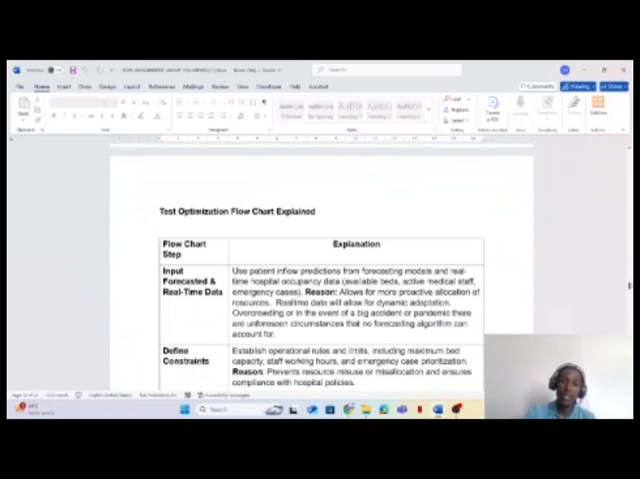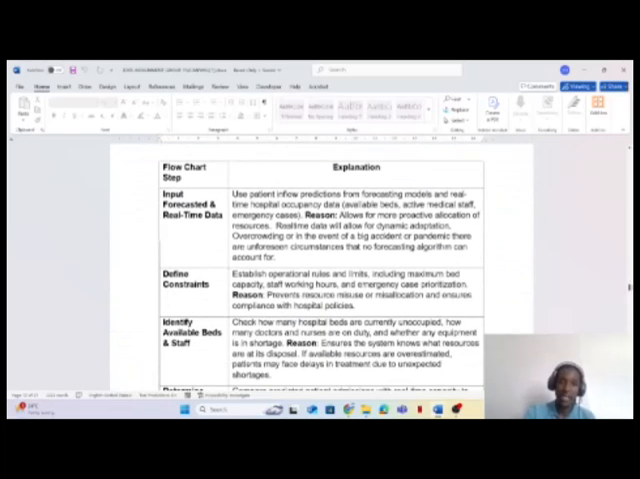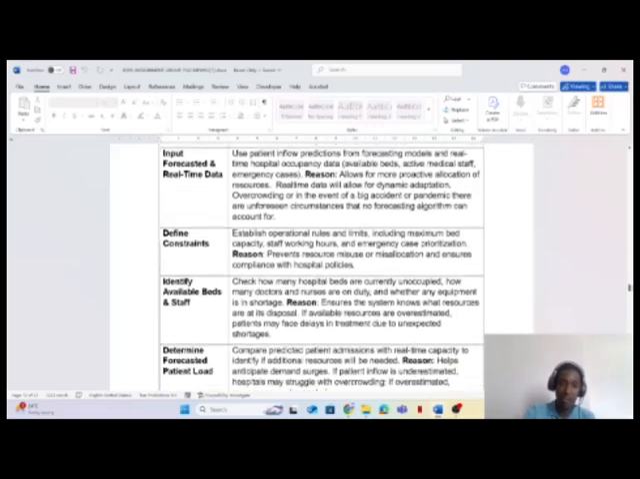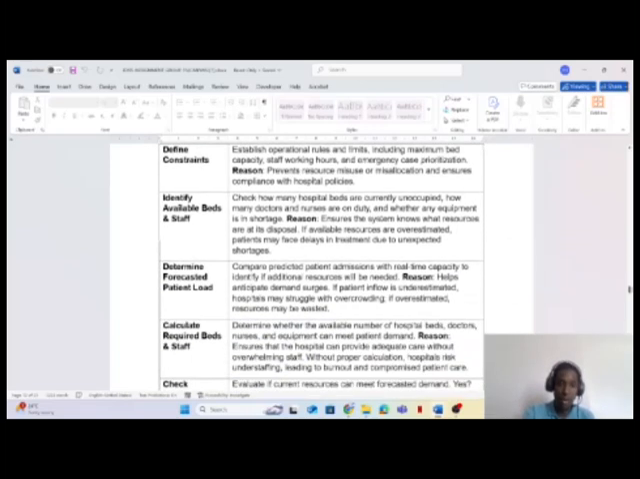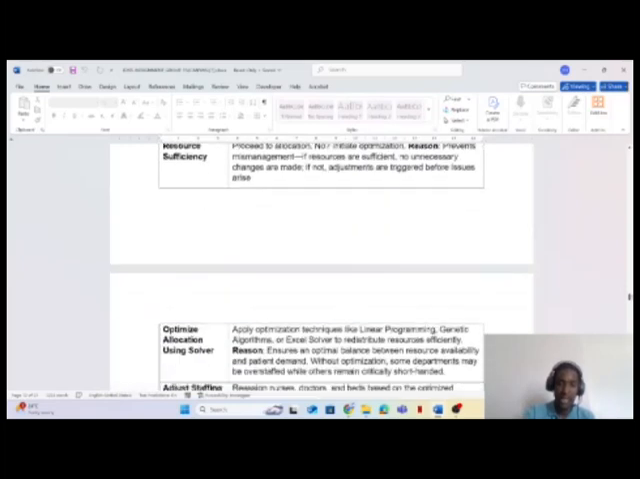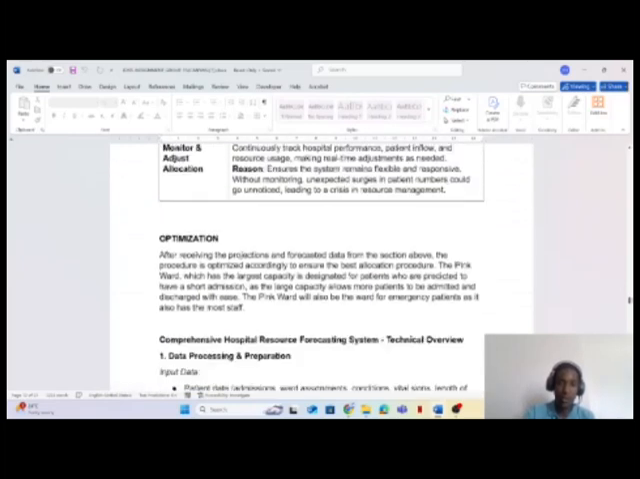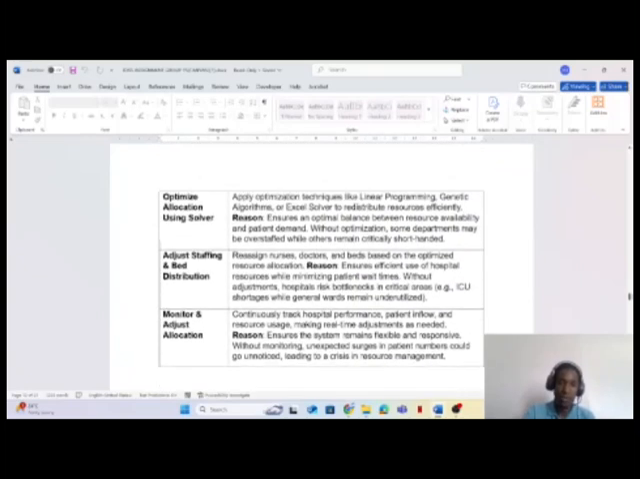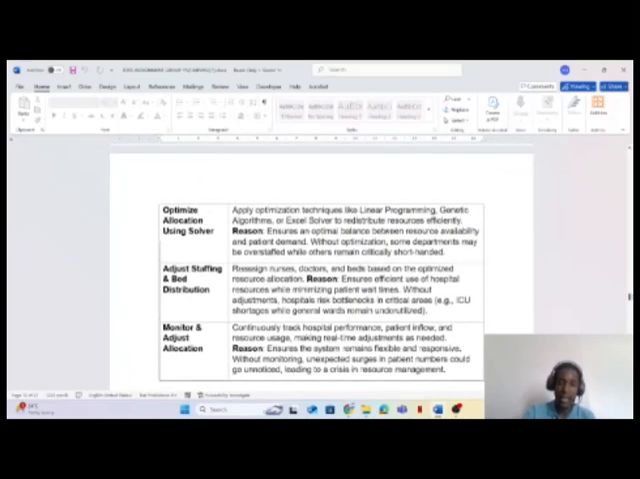I have also provided a table at the end here that gives an in-depth description of each step and a reason for why I have chosen each of these steps, in an attempt to show how we are using the optimization, which one of my group members is going to speak about after.